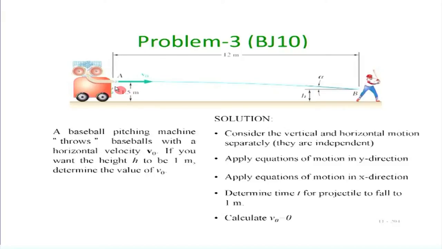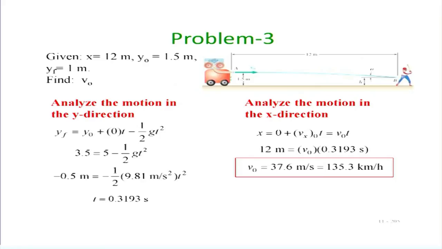So we are asked to find out that if this height should be 1 meter, then what should be the corresponding velocity here. So it is straightforward that you can apply equations of motion in the y direction, apply equations of motion in the x direction, and then one particular approach will be to determine time t for the projectile to fall to 1 meter. So find out what is the final velocity that you get here. There is a problem in the printing here. So this solution is taken from Beer and Johnston.